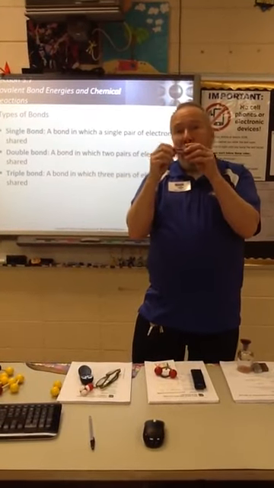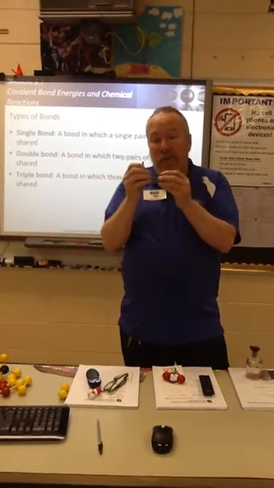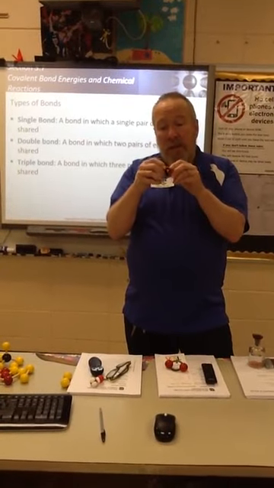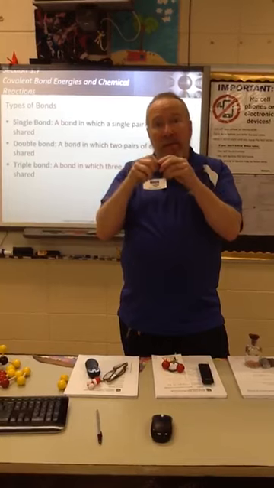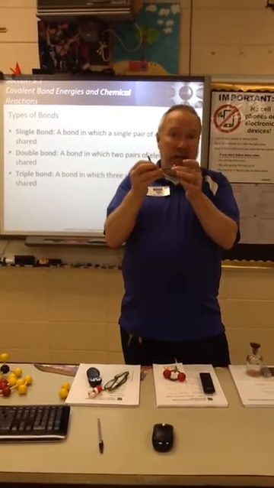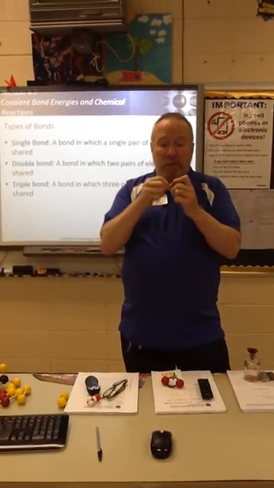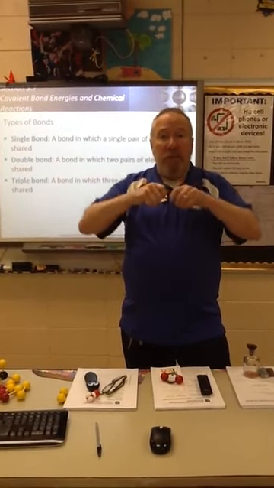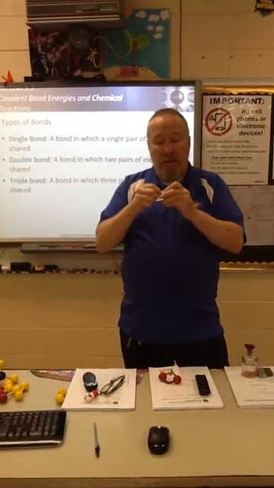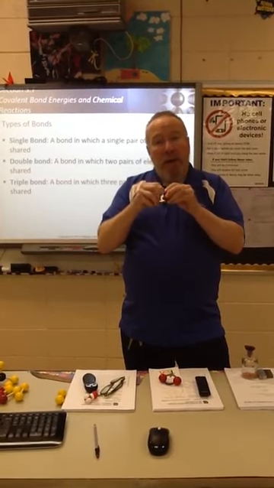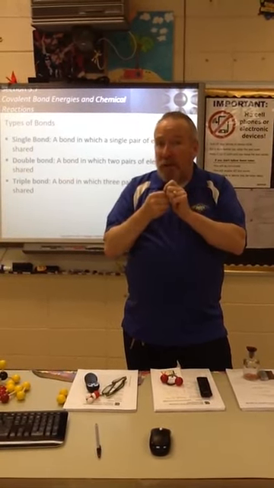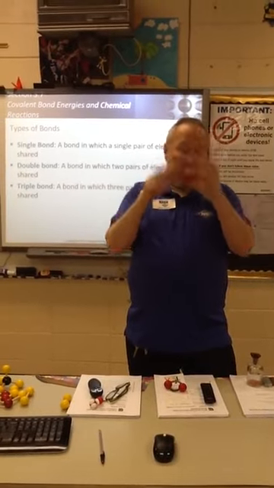Notice I had to put some effort in to do this. I had to put some energy in here and connect that. They're also stronger than a single bond. That makes sense, right? One spring is easier to pull apart than two springs would be, right? So, a double bond, in general, is stronger than a single bond, and in general, is shorter.